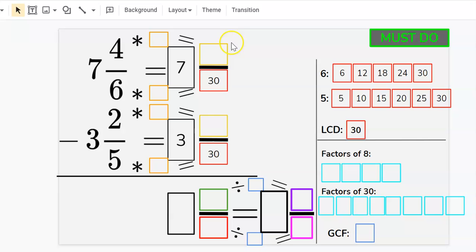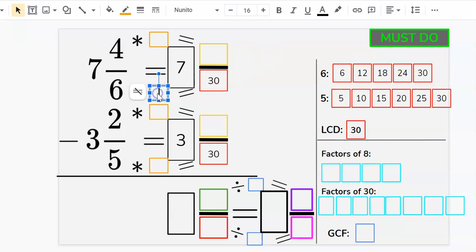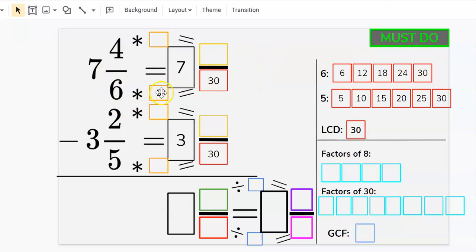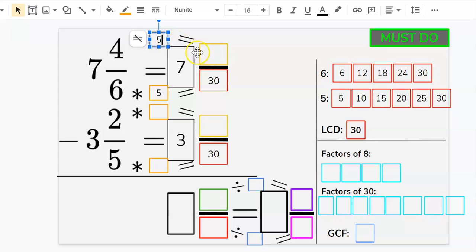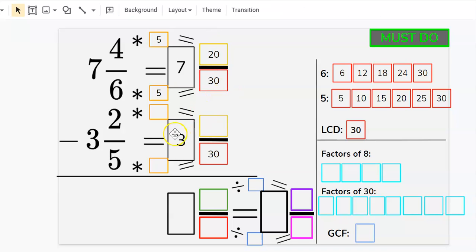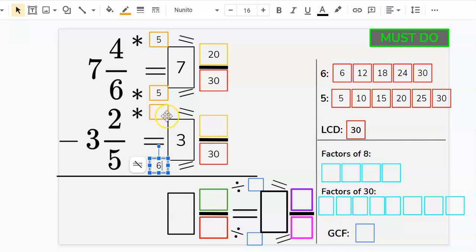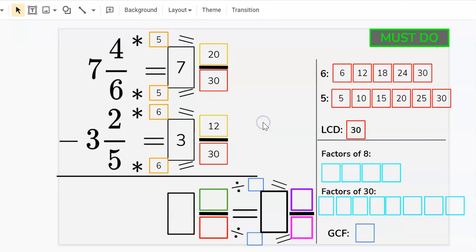And then in order to find my new numerators to make these equivalent fractions, I look and I see 6 times what gave me that 30? Well, I can come count. 1, 2, 3, 4, 5. 6 times 5 got me to 30, and whatever we do to the denominator of a fraction, we have to do to the numerator of a fraction. 4 times 5 is 20. We do the same thing with our other fraction. 5 times what gave me 30? That's right here. 1, 2, 3, 4, 5, 6. 5 times 6 got us to 30, so I do that to the numerator as well. 2 times 6 equals 12.